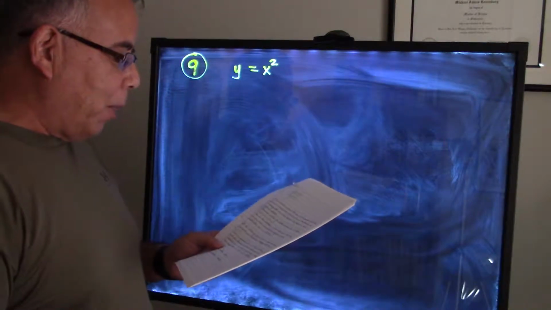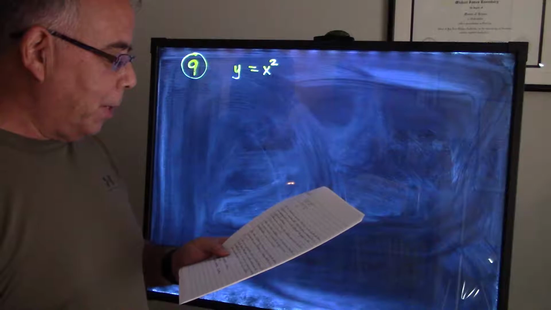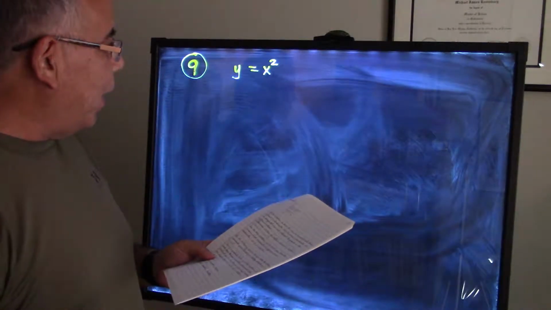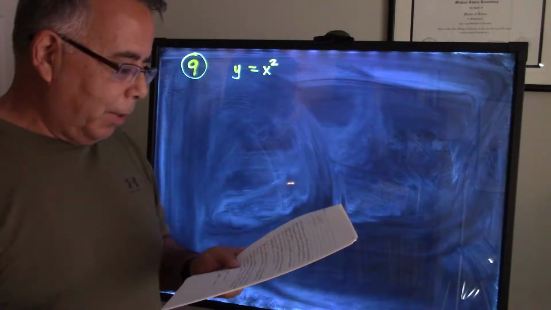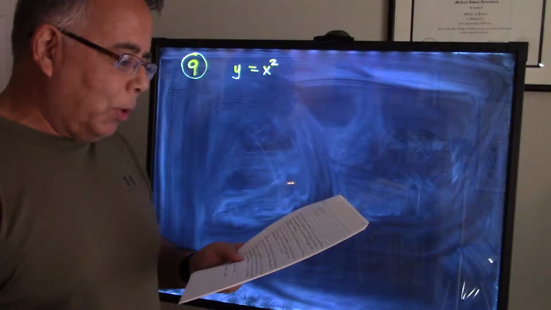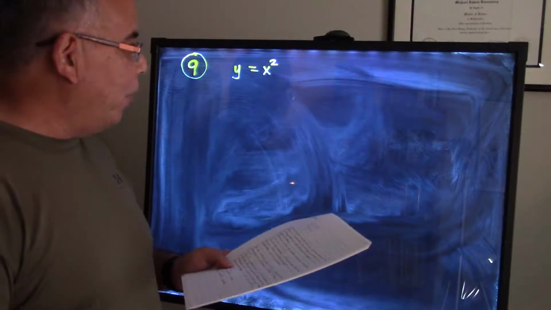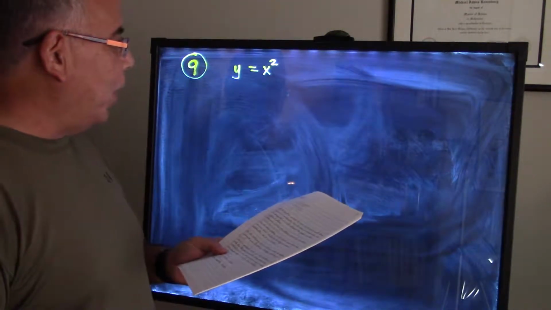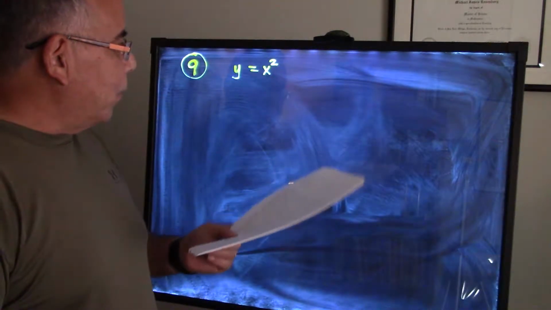So this is a quadratic function. If you look at the toolkit functions on page 16, you'll see that. And it has the graph of a parabola, which passes the vertical line test. Also, when you square any x value, the result is always one y value. You're not going to get 2 different y values. So this is a function.